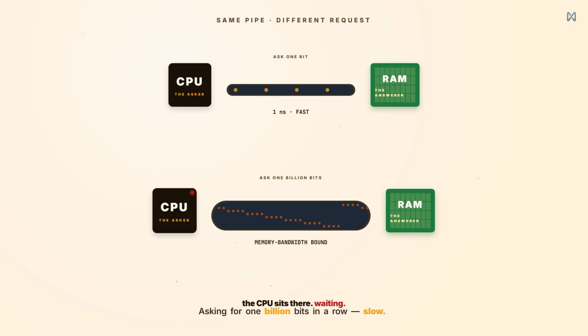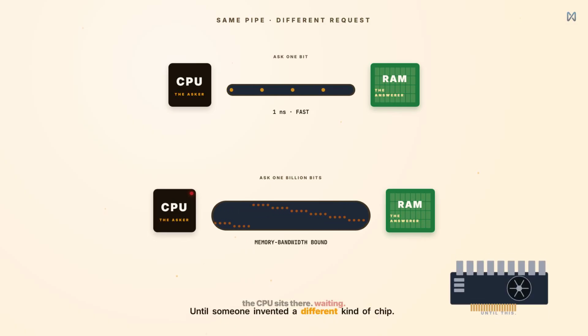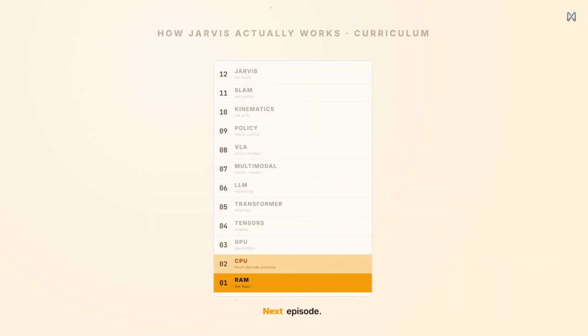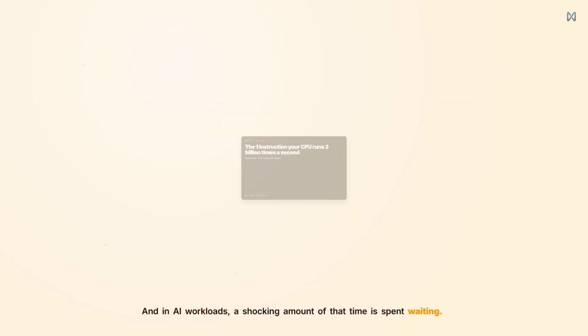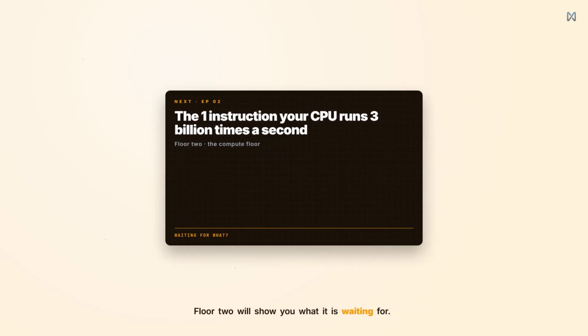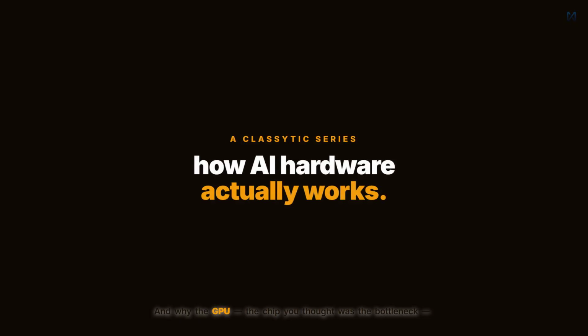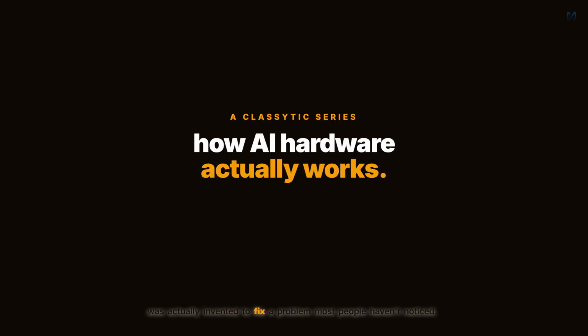The CPU sits there, waiting, until someone invented a different kind of chip. Next episode, your CPU does one thing, billions of times every second, and in AI workloads, a shocking amount of that time is spent waiting for the memory you just learned about. Floor 2 will show you what it is waiting for, and why a GPU, the chip you thought was the Jarvis bottleneck, was actually invented to fix a problem most people still have not noticed. This is how Jarvis actually works. Floor 2.